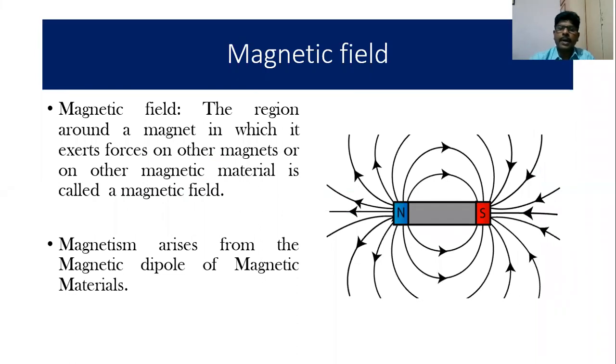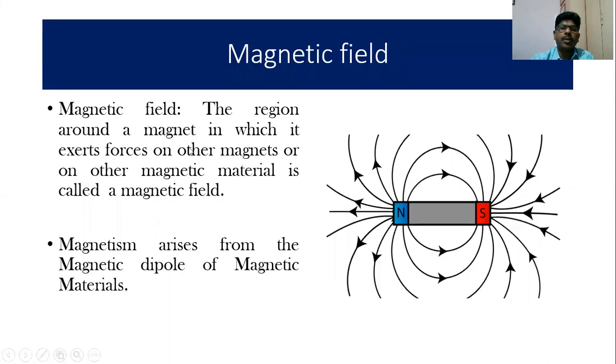So here you can see a bar magnet having a north pole and a south pole, and we have field lines around it. Very clearly it can be seen the field lines go away from the north pole and enter into the south pole. And the region around it is called the field.